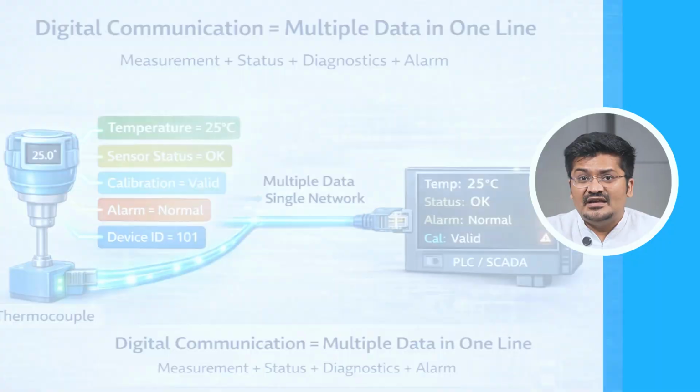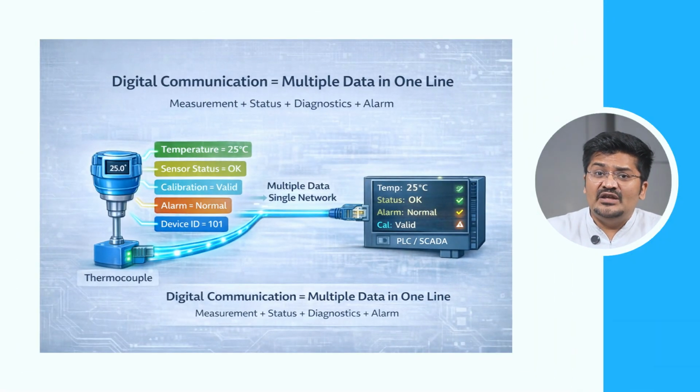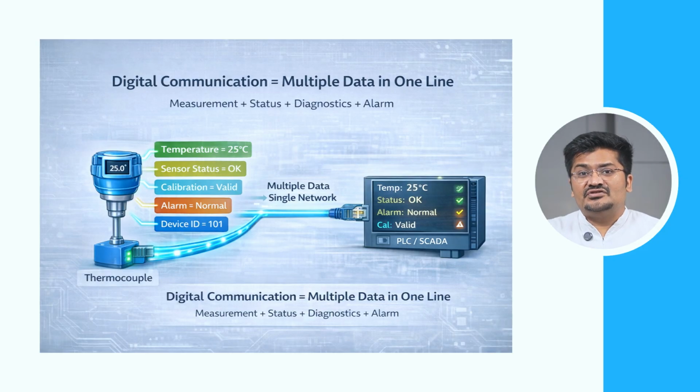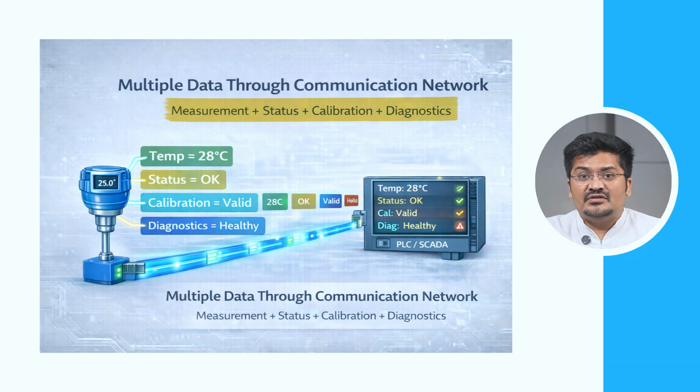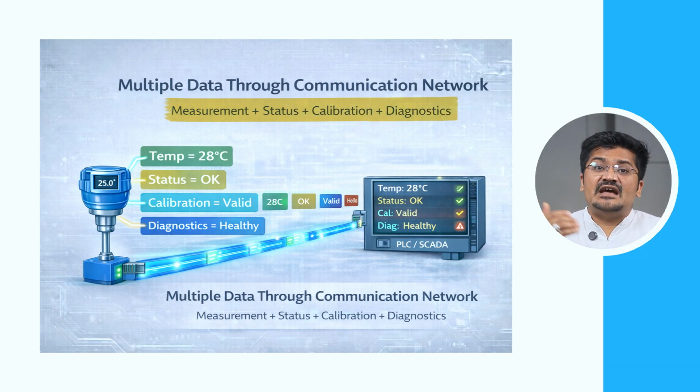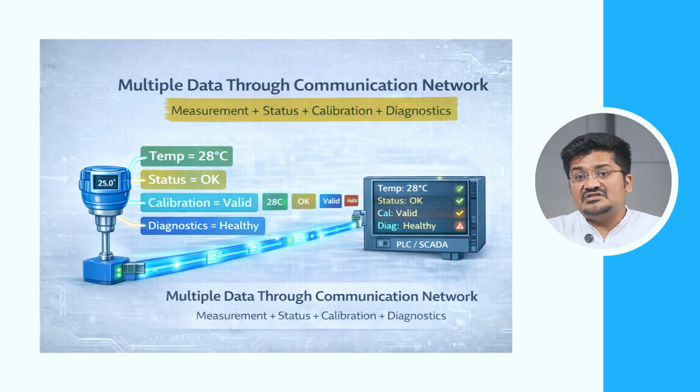Now let's talk about digital communication systems. Instead of sending only one signal value, digital communication allows instruments to send multiple types of data. Let's take one example: temperature value, device status, calibration information, and sensor diagnostics. All this data can travel through a communication network. The most common digital protocol used in industry is Modbus.